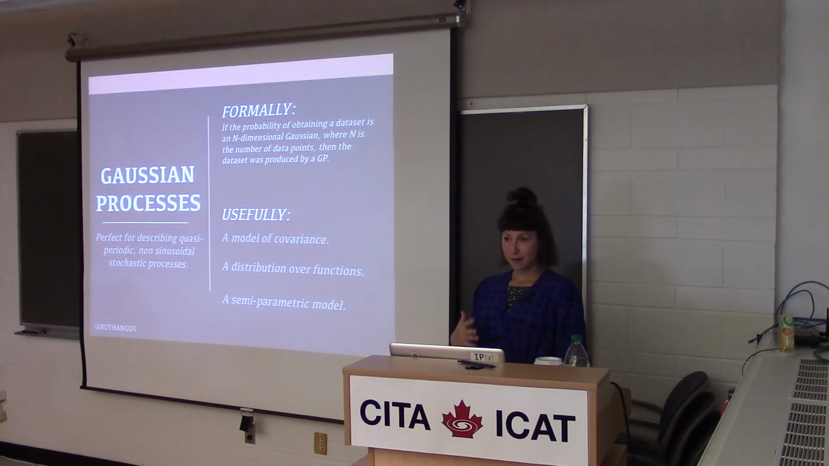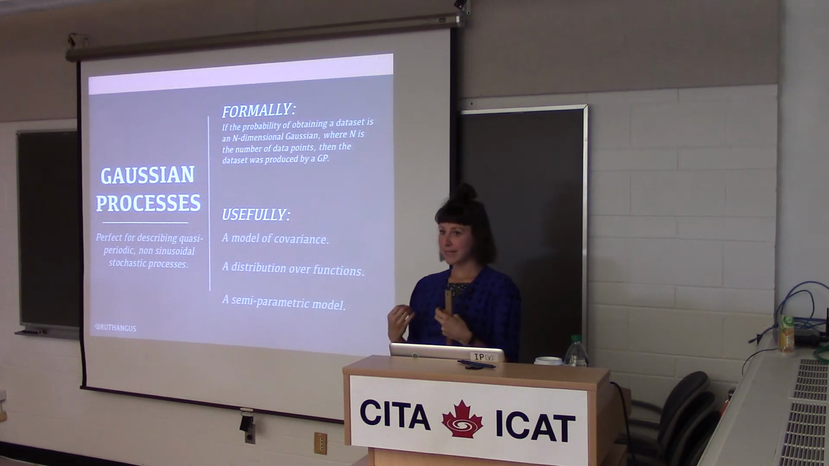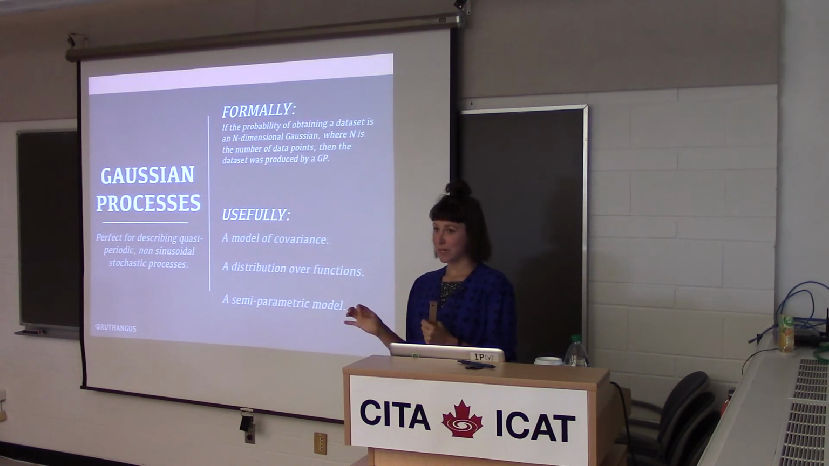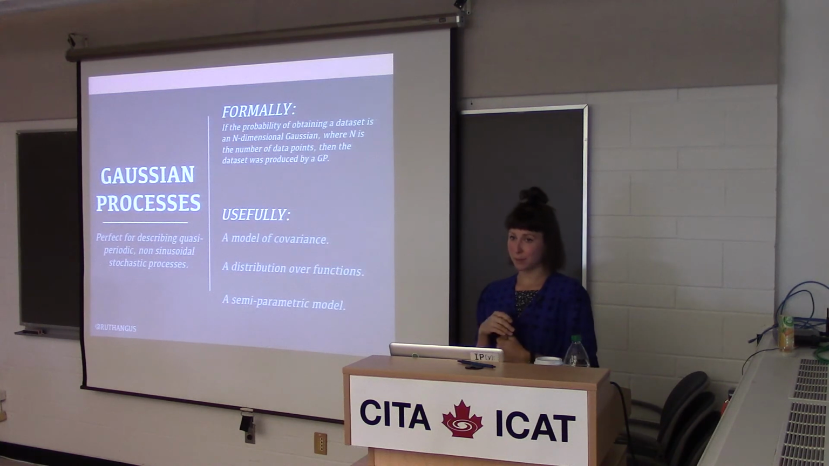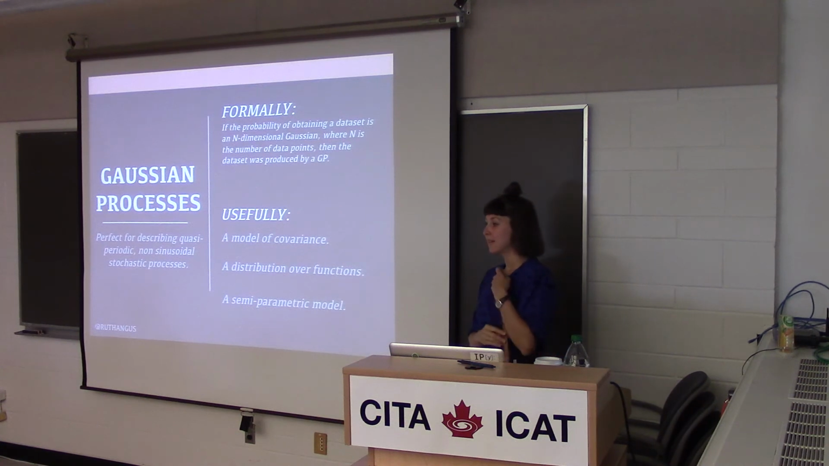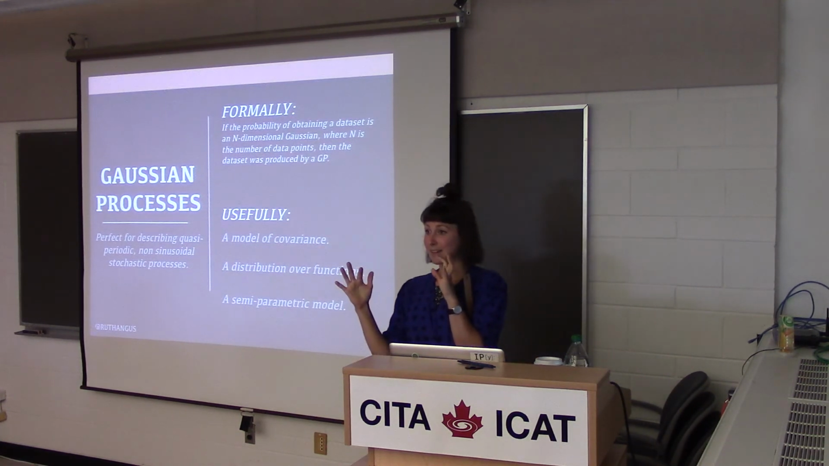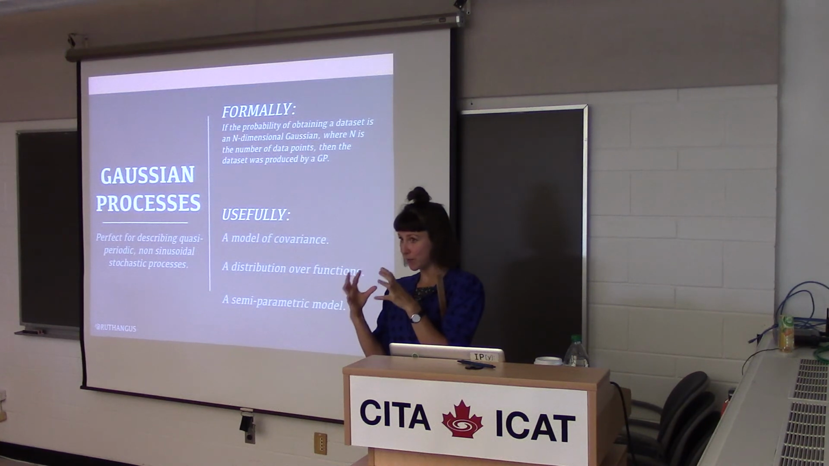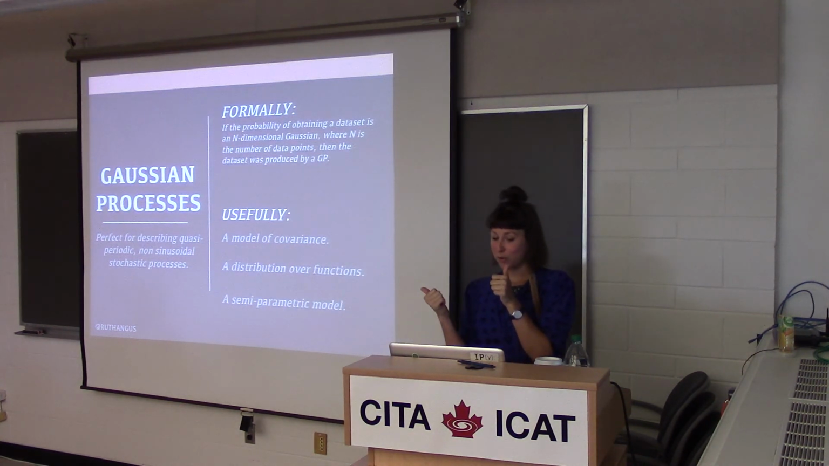Formally, I could spend an entire hour talking about Gaussian processes, but I'll just very quickly sum them up. Formally, a Gaussian process is any process that produces a data set where the probability of obtaining that data set is an n-dimensional Gaussian, where n is the number of data points. That is formally what a Gaussian process is. But more usefully, a way to think of a Gaussian process is you don't model your data per se, you're modeling the covariance of your data. I'll talk more on that in a second.